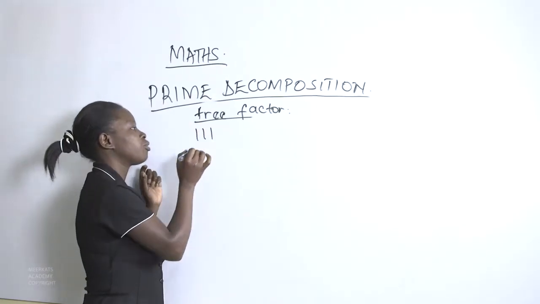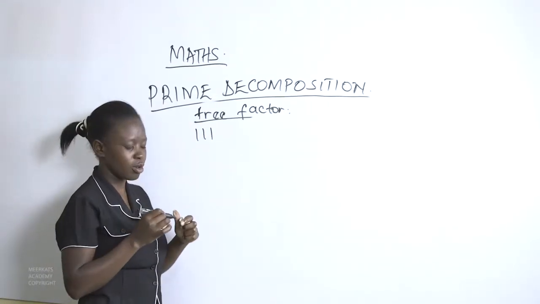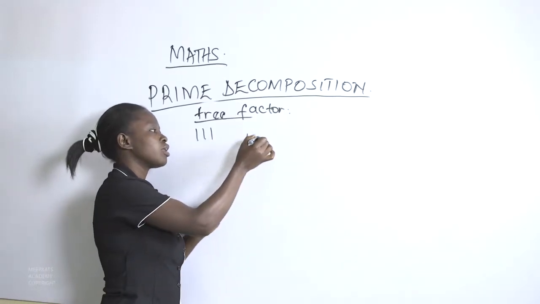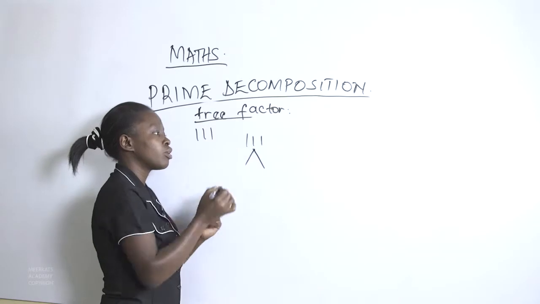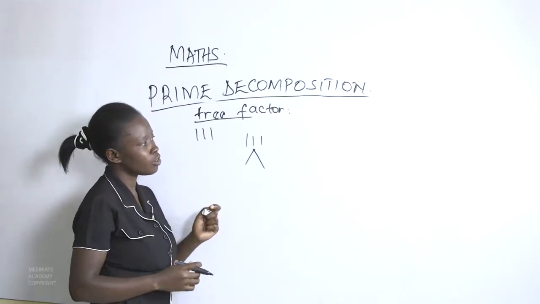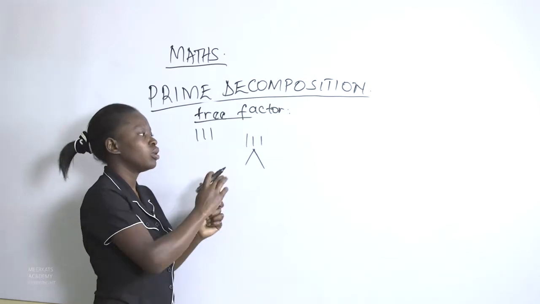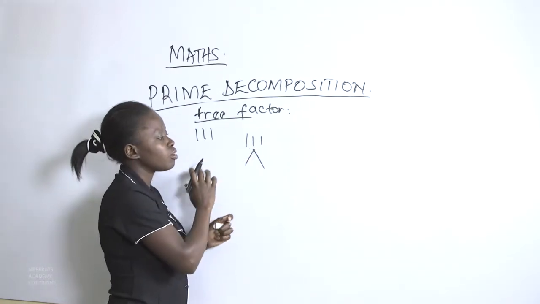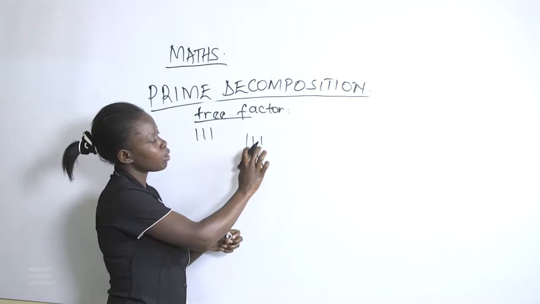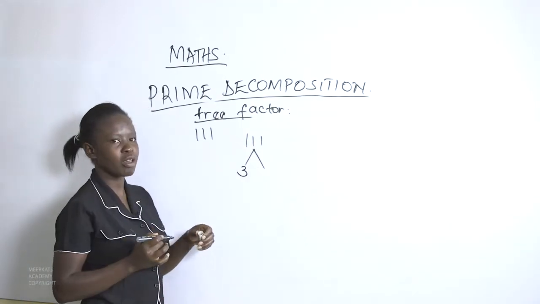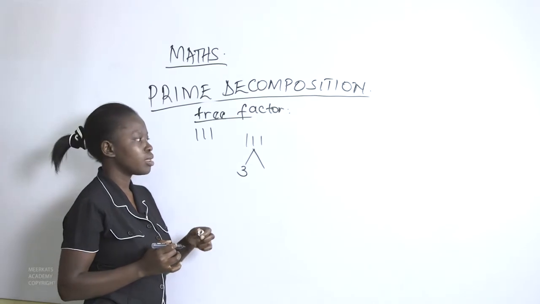Let us find out the prime factors of 111. So with 111, we find that it is not divisible by 2. Let us find out if it is divisible by 3. 1 plus 1 plus 1 is 3, so it means that this number is divisible by 3. So our first prime number is 3.